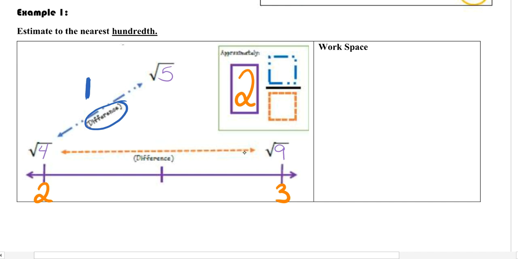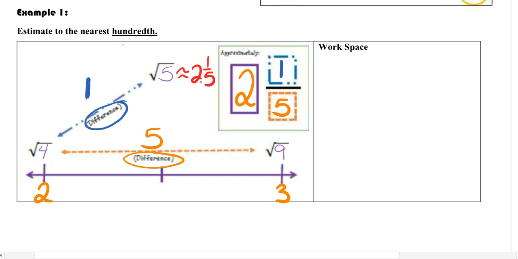And then what is the difference between 4 and 9 right here? So if I subtract 9 minus 4, that gives me 5. So if I go over to my little chart here, I would have that it's 2, and then my numerator would be 1, and my denominator would be 5. So the square root of 5 would be approximately 2 1/5.